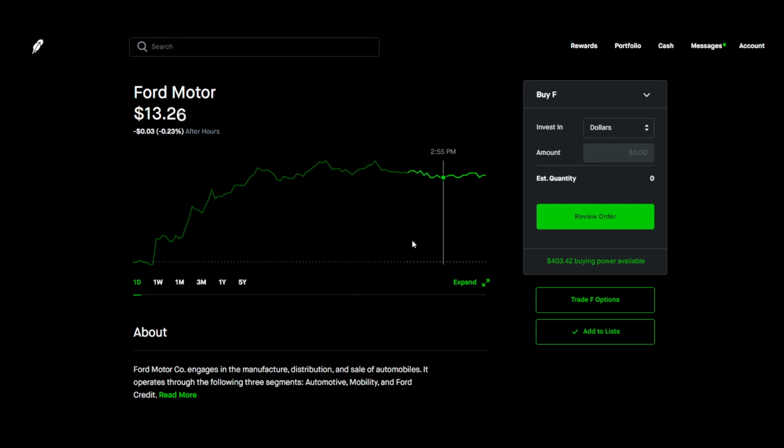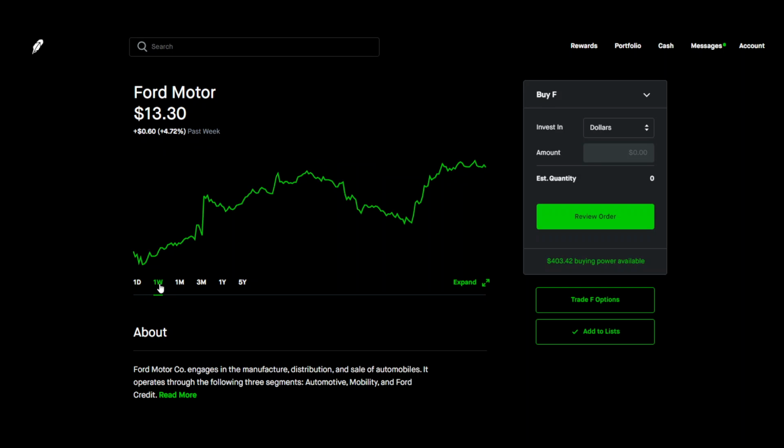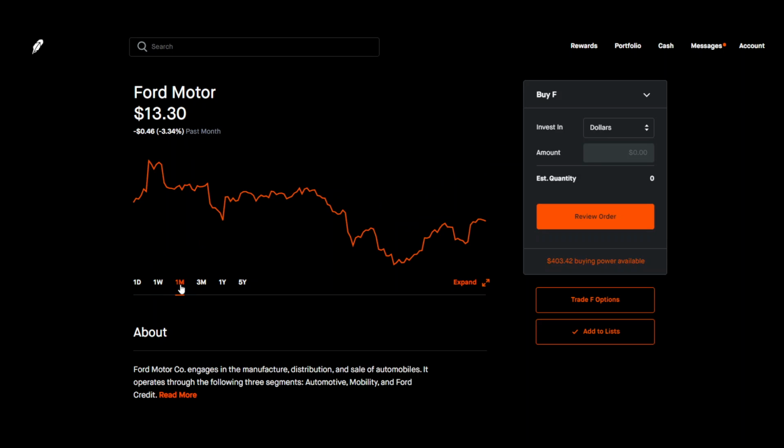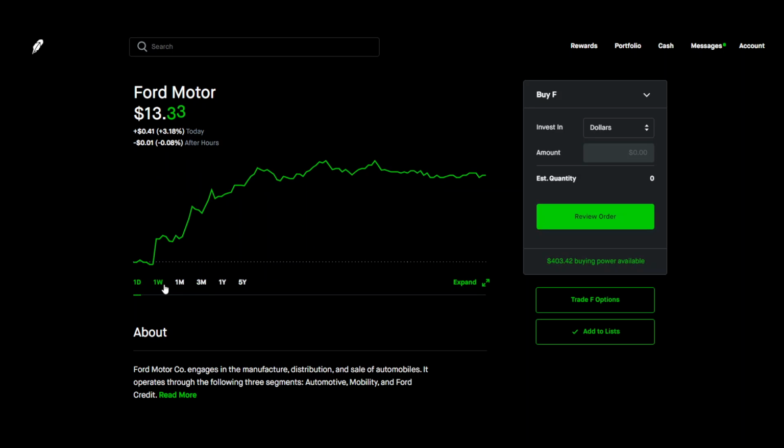So we'll come over here. First off, let's look at Ford Motor and let's look at how it's been doing the past week and month. Had a little bit of a fall off right here and it started to rise up again. So let's see, it started off around 12, dropped to around 12.80. Now it's up about 50 cents. The past month dropped a little bit. It's on the rise again. So it's moving pretty flat.